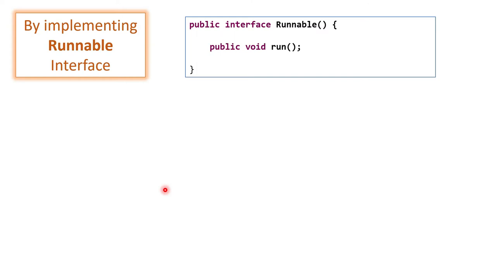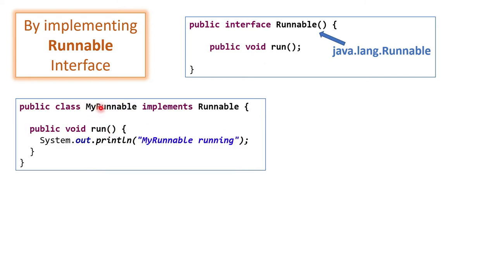Now another way to implement a thread is by implementing the Runnable interface. So what is the Runnable interface? The Runnable interface comes under java.lang.Runnable, and here only one method is defined, that is public void run. Whenever any class implements this Runnable interface, by default you have to implement this method public void run. And here also you can write some code which will be the task for the thread.